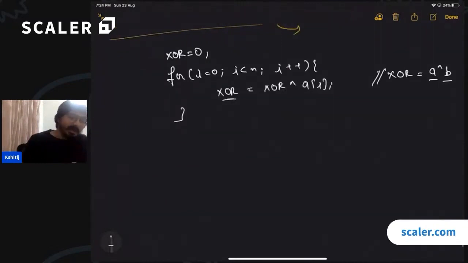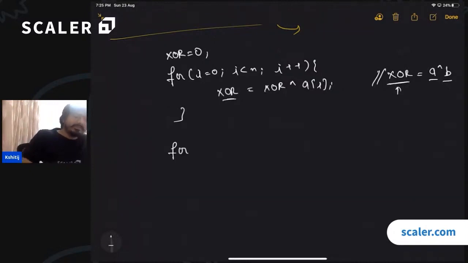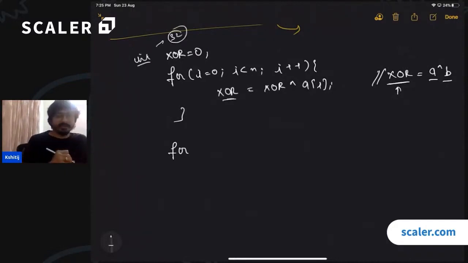Okay, now what we can do is we can first find out a position at which you have a set bit in this XOR. Okay, how to find out that position? To do that, if we are assuming that we are dealing with integers stored in 32 bits, right?